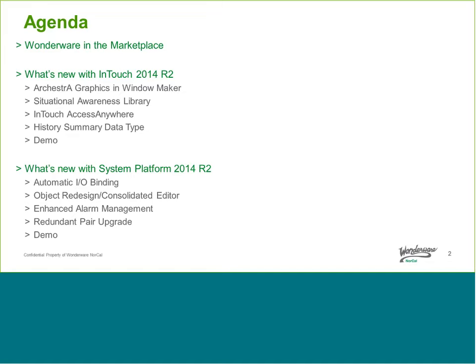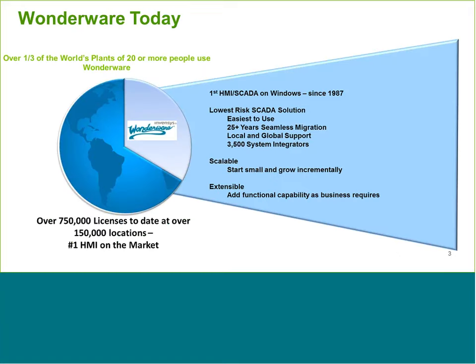We'll talk a little bit about InTouch Access Anywhere, which is accessing InTouch from any device on any web page. In System Platform 2014 R2, we'll talk about automatic I/O binding, saving a ton of time in connecting to PLCs. We'll show you the consolidated object, which helps in engineering efficiency. We'll talk about best practices for alarm management and how System Platform can help you leverage best practices out of the box. And we also can now do a redundant pair upgrade with System Platform, minimizing or taking away downtime during upgrades. So let's get right to it.